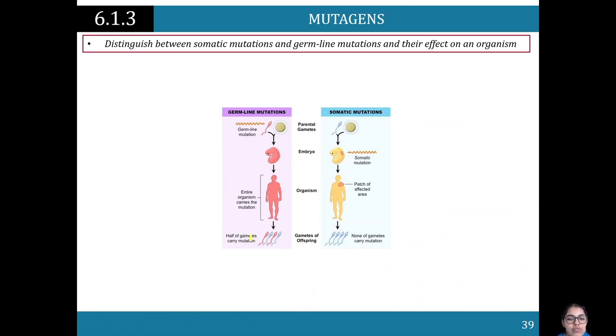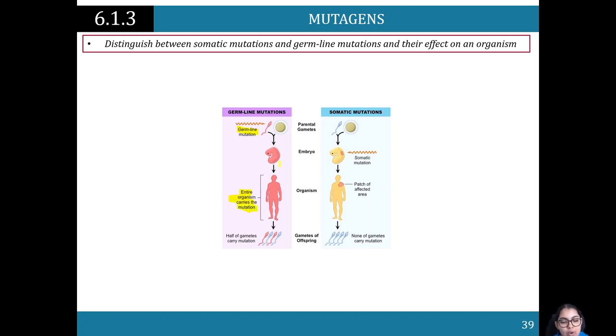You would already be familiar with this specific concept from module 5. So germline mutations will affect the germ cells, the gametes, right? For example, these are the parental gametes. They're going to fertilize. Let's say there's a trait that's carried in the mother's chromosomes here, in the egg, and so when fertilization occurs, there's an embryo, and the entire organism is going to carry that mutation.